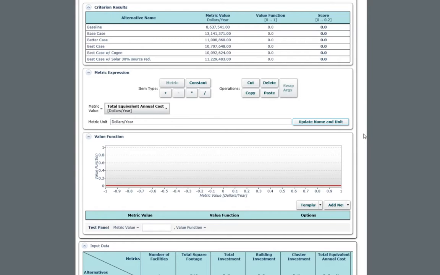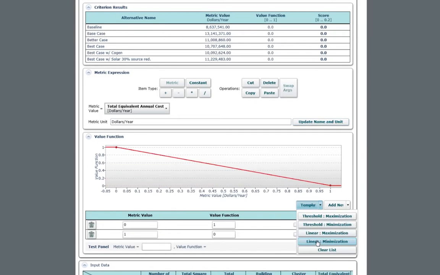So in this case, we are also trying to minimize our payments as well. We want to minimize our investment, and we also want to minimize our payments. So we go to a linear minimization on this as well. A good thing would be to have low payments, right? So when we look at our payments, we have a range here of $8 million a year in our baseline. This is what we were paying a year, $8,637,000.